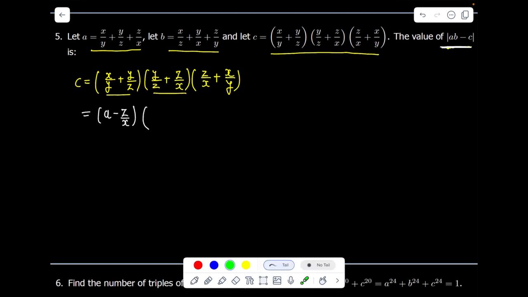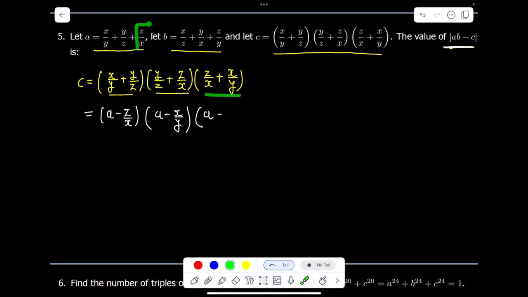Similarly, I can see Y by Z plus Z by X, Y by Z plus Z by X here. So I can use A minus X by Y. A minus X by Y. Similarly, third term can be written as A minus what we have, Z by X plus X by Y. Z by X plus X by Y. So I can use A minus Y by Z. Here I will use A minus Y by Z. So now just do multiplication.